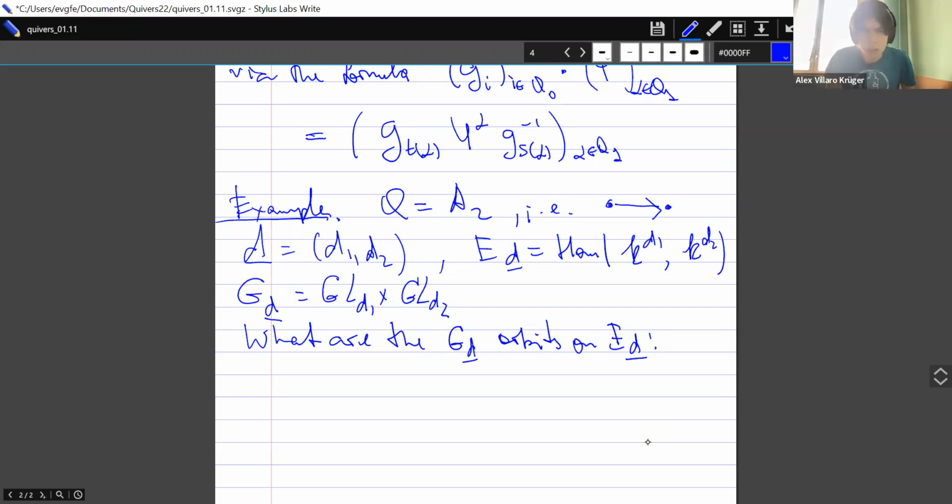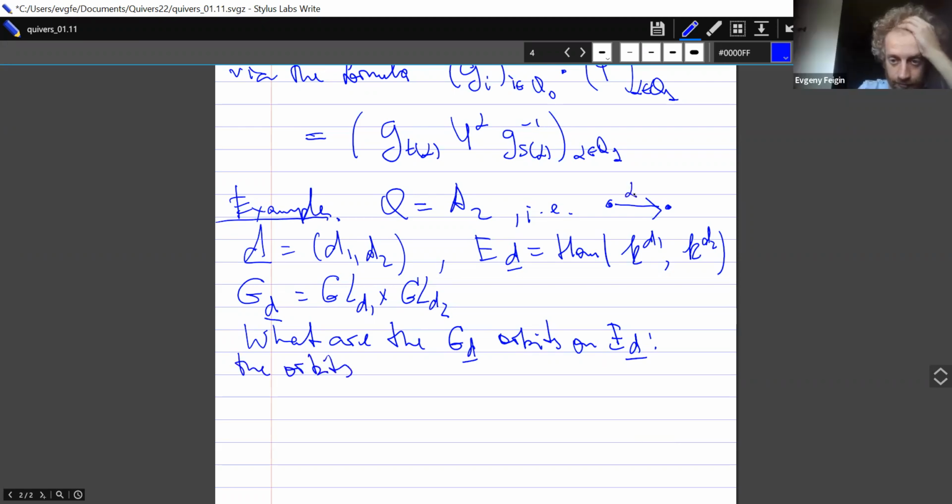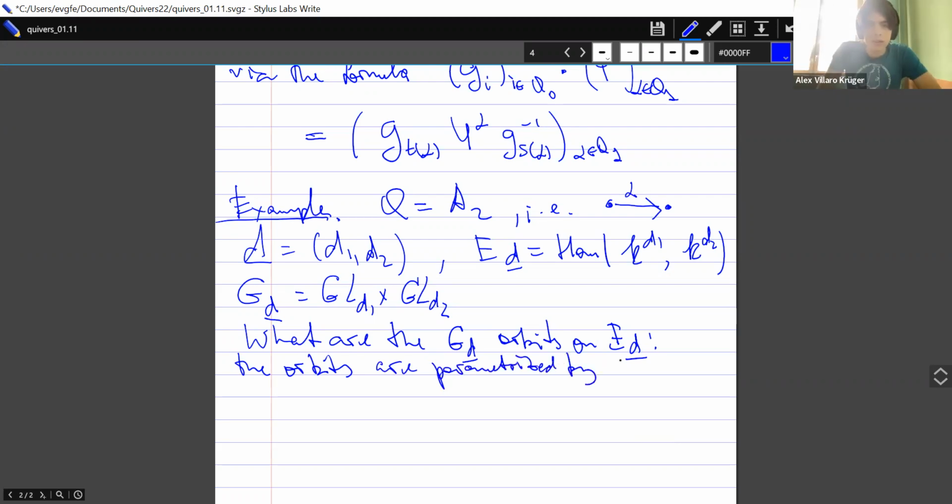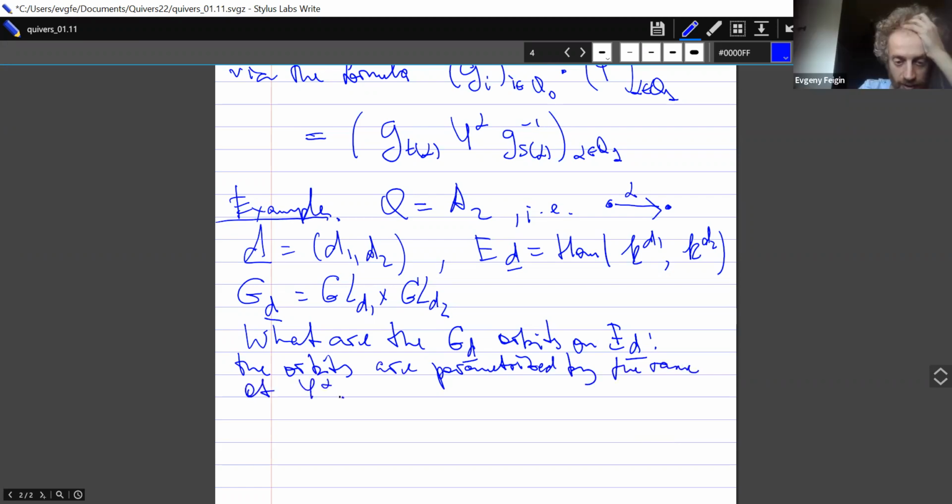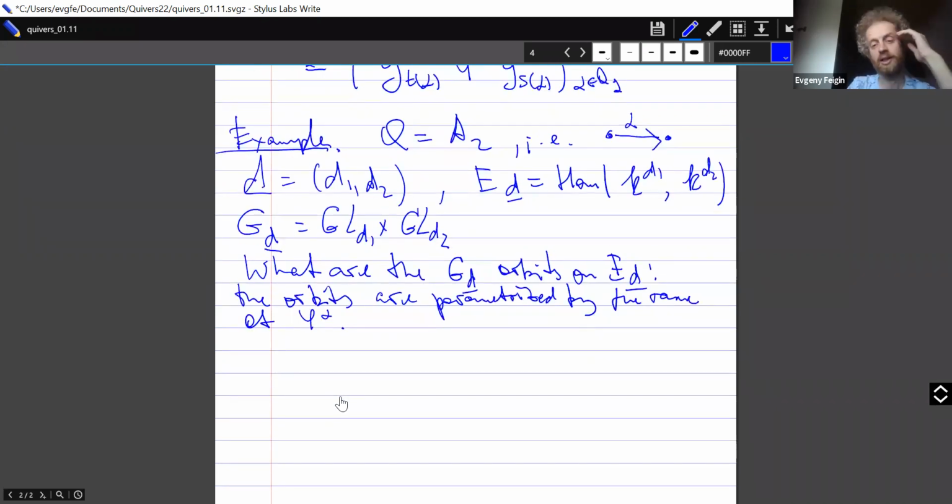By the dimension of the image of the map. Yes, so it's called the rank. So the orbits. So this is our map alpha, or our arrow alpha. So the orbits are parameterized by the rank of alpha. So clearly we can act on the left and on the right, and then the rank is the only invariant we need.